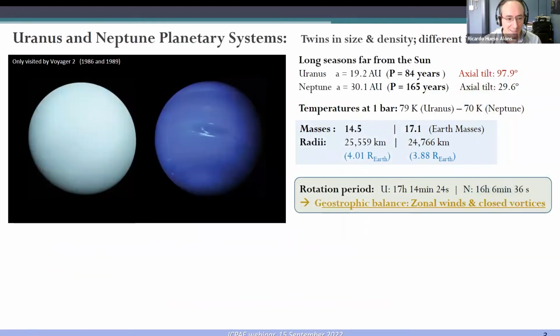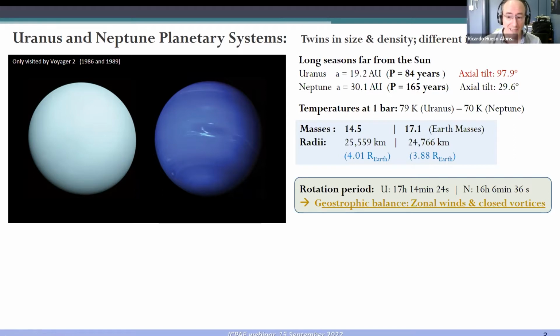So these are again the 2 planets visited in 86 and 89 by Voyager 2 in short flybys. They are the planets that orbit the Sun at the largest distance. So Uranus and Neptune are orbiting the Sun at a distance of 20 and 30 astronomical units, 20 times farther away from the Sun than the Earth, and 30 times farther away from the Sun than the Earth. So the orbits are very slow. The period of a year in Uranus is 84 terrestrial years, and in Neptune is 165 years.